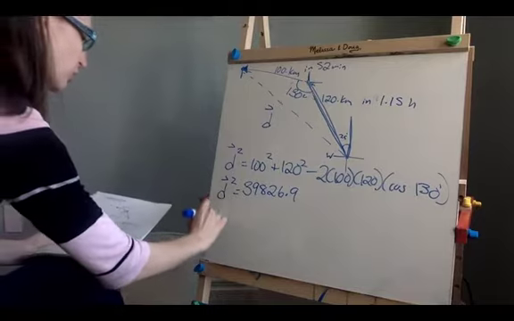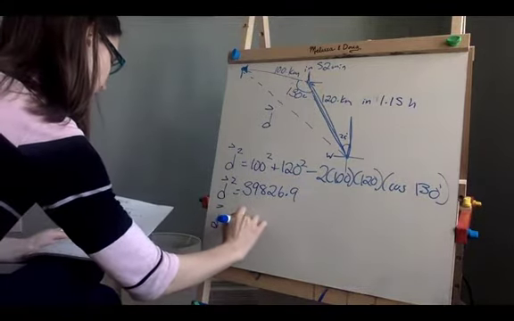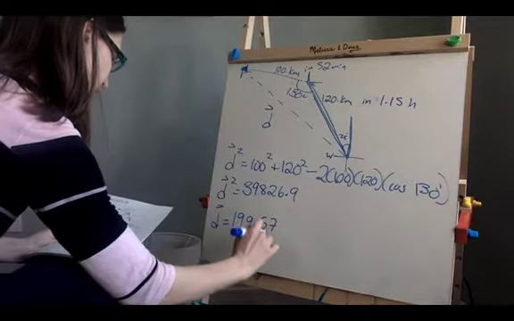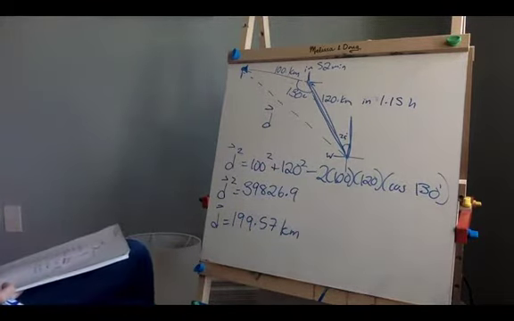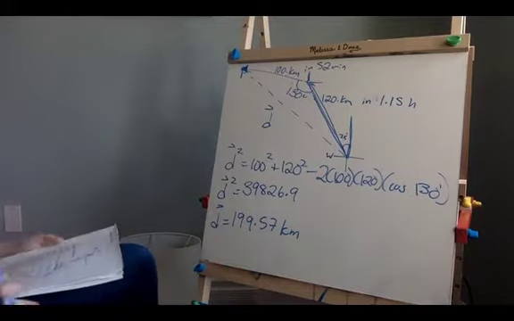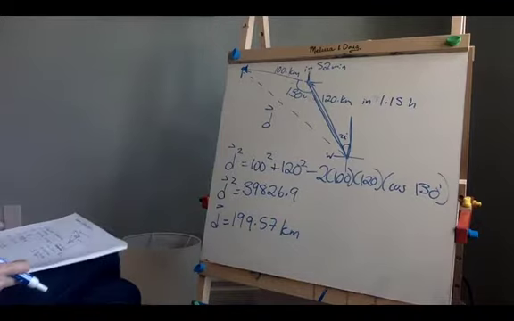Right, and then you'd square root that. So your displacement would be like 199.57 kilometers, right? Or we could also put that back into meters because the question does ask us to give a velocity in meters per second at some point.